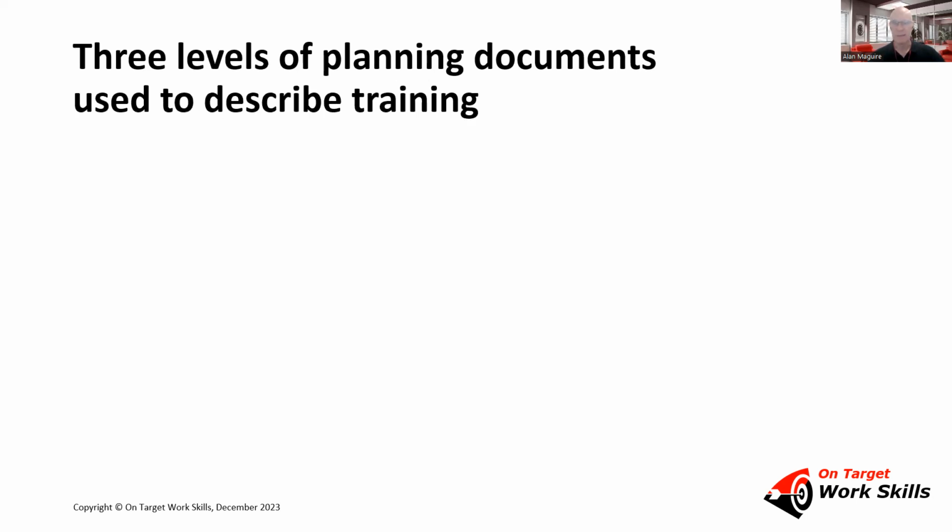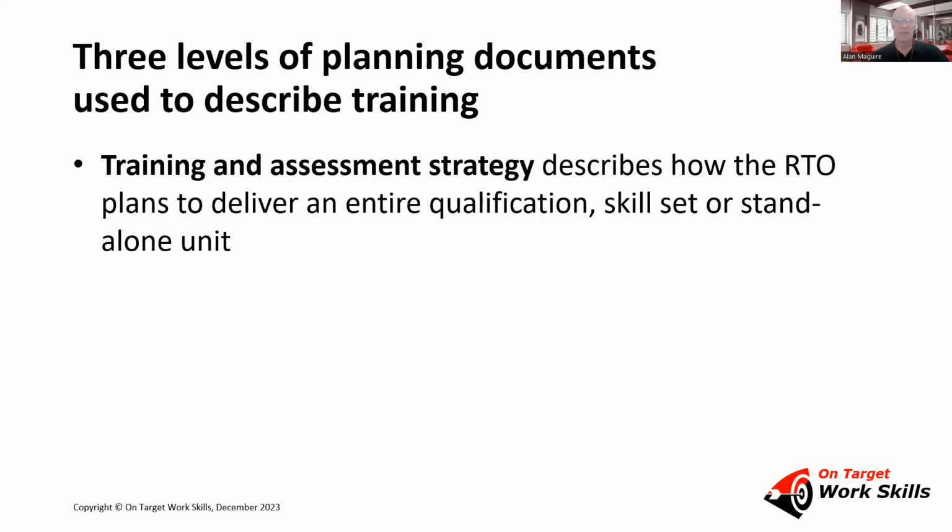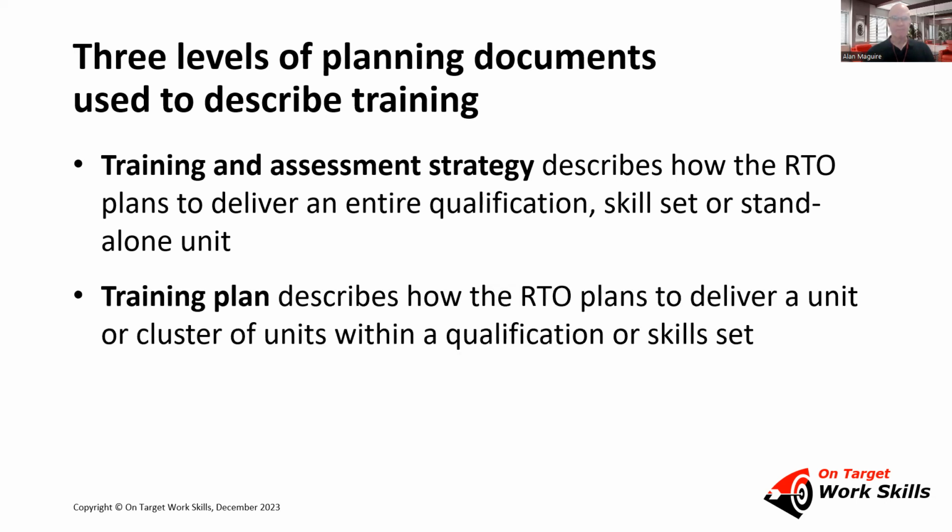So let's have a look at these 3 levels of planning documents that are used to describe training. So the training assessment strategy describes how an RTO plans to deliver an entire qualification or skill set or a standalone unit. And a standalone unit, for example, would be first aid. Often the first aid unit is delivered by itself. So there would be a TAS, a training and assessment strategy, describing at a high level how the RTO plans to deliver the training. Then there would be training plans that would then be how the RTO plans to deliver a unit or a cluster of units within a qualification or skill set.